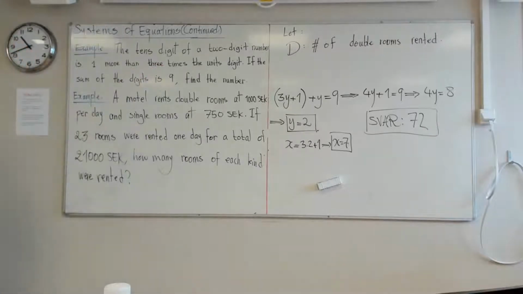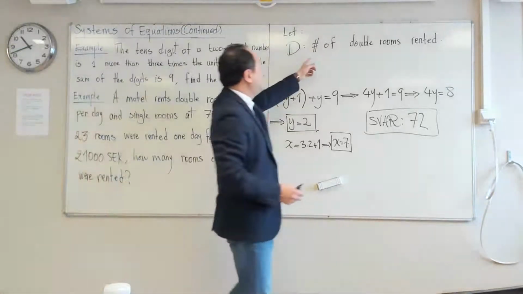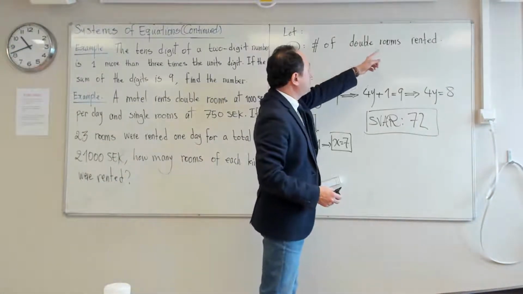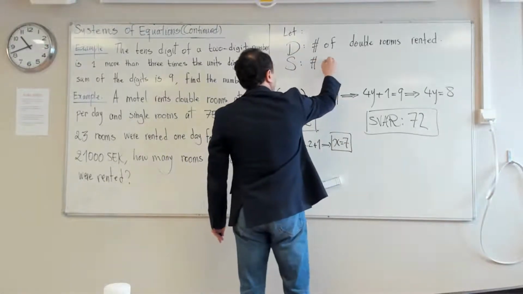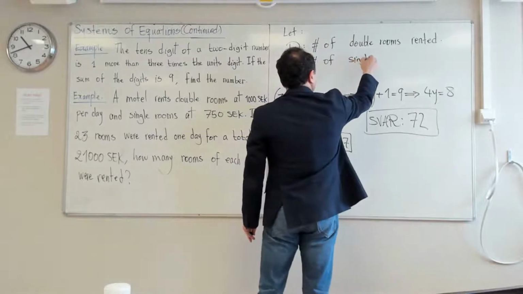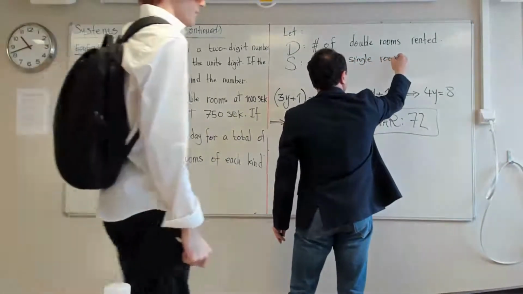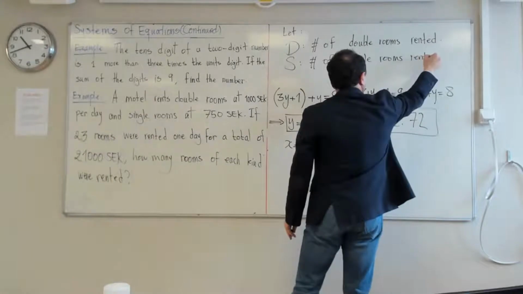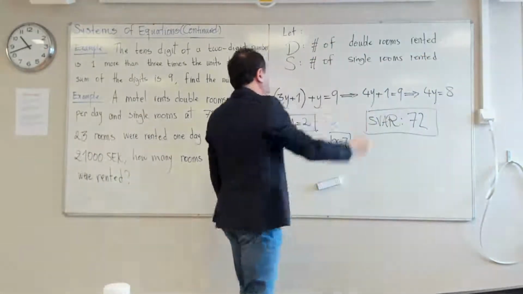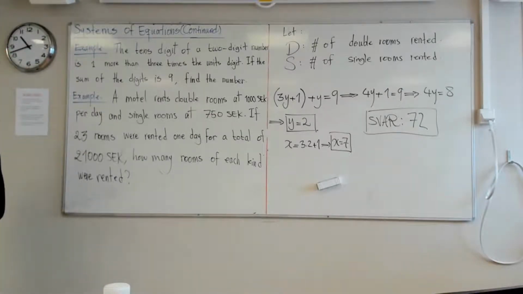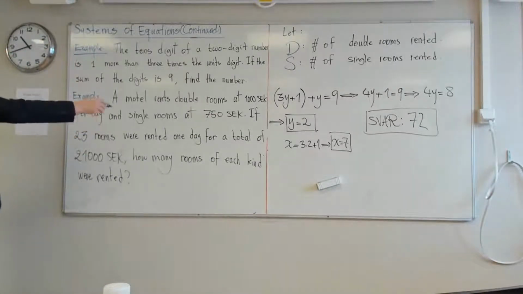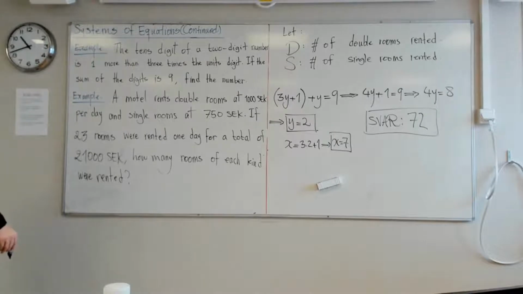So I would say that D is the number of double rooms rented. So let me write S, the number of single rooms rented, yes? Something like this in your own language. You have to introduce the symbols that you are using. Even in the previous problem, I have to introduce what I mean by X and Y, okay?